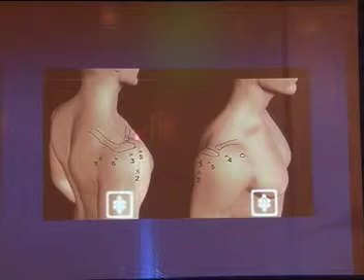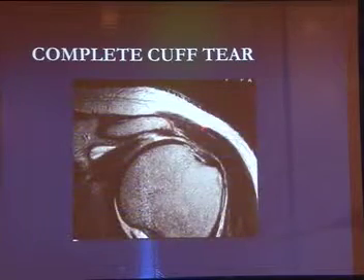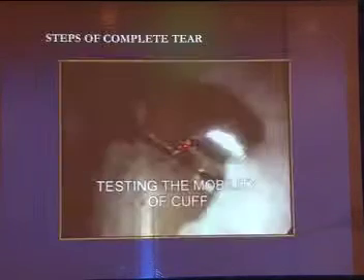So when we talk of the complete tear, we usually use what is known as the smile sort of orientation of your portals. We sometimes create 5 or 6 portals. This is one MRI with complete tear.